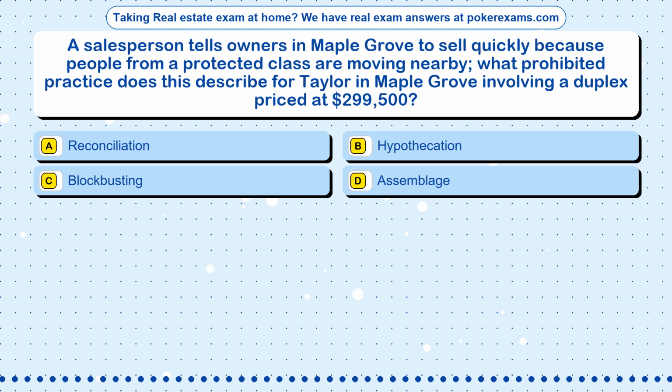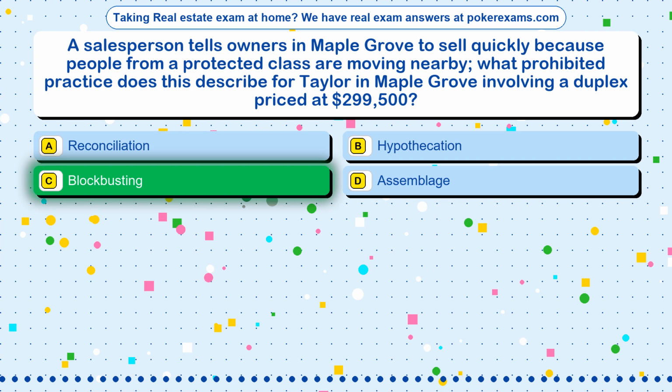Question 95. A salesperson tells owners in Maple Grove to sell quickly because people from a protected class are moving nearby. What prohibited practice does this describe for Taylor in Maple Grove involving a duplex priced at $299,500? Option A. Reconciliation. Option B. Hypothecation. Option C. Blockbusting. Option D. Assemblage.